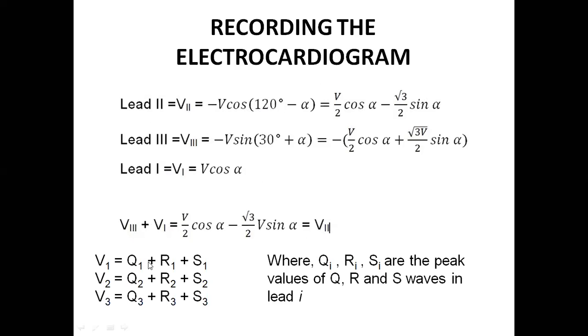Now the voltage of lead 1, lead 2 and lead 3 is denoted by Qi plus Ri plus Si. What is the notation? These Qi, Ri and Si are the peak values of the Q, R and S waves in lead i, where i equals 1, 2 and 3, nothing else. These are just mathematical notations of the electrocardiogram; no derivations are involved.